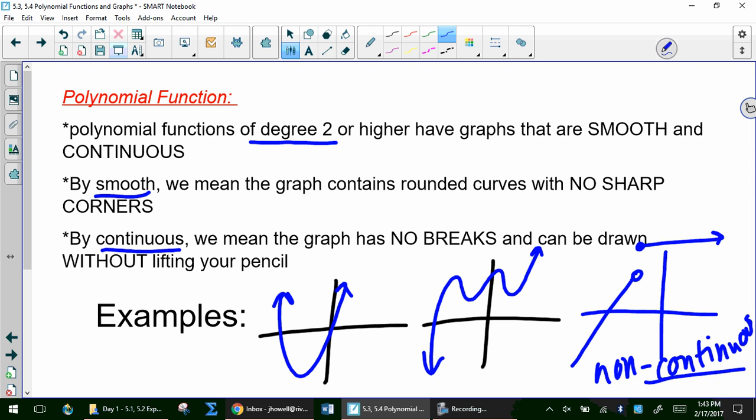Are absolute value functions continuous? Yes. But would they fall under this category of polynomial functions? Sometimes you can have a higher degree, but are there going to be corners in absolute value graphs? Oh, yeah, it's a V. Remember, that's a corner point. So anytime you see a graph that has a corner, this is a corner point. It's the bottom of that V.